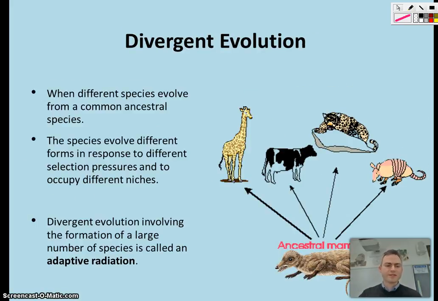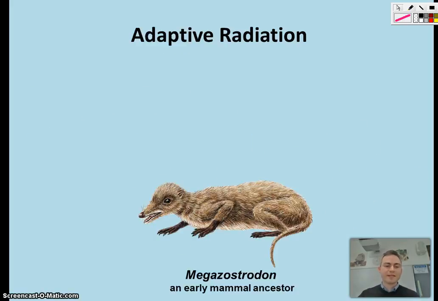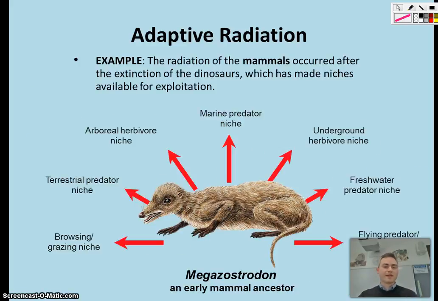The last point on there is just thinking about an example of divergent evolution when it involves a massive number of species diverging from one ancestral organism. We might call it adaptive radiation, and mammals are the classic example of adaptive radiation. But not too worried about that term. Divergent evolution is the main one to think about.